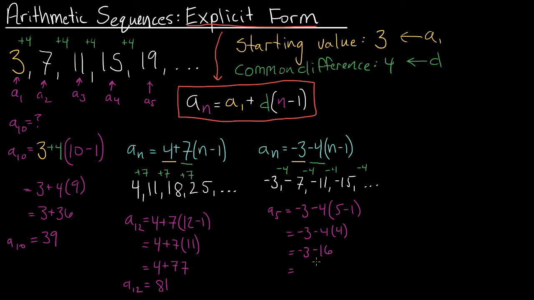And then -3 subtract 16 is equal to -19. So a sub 5 is equal to -19. And notice here that I was multiplying -4 by 4. In order to get to this step, the fifth number in the sequence, I start with my starting value, which is -3, and then I subtract 4 times, which is what we have.